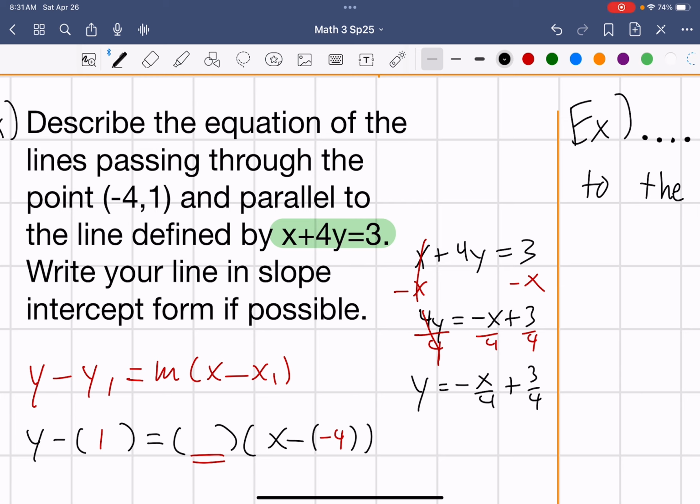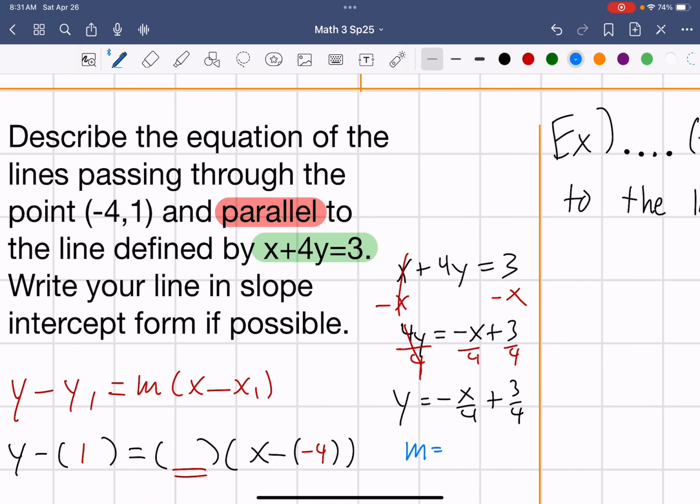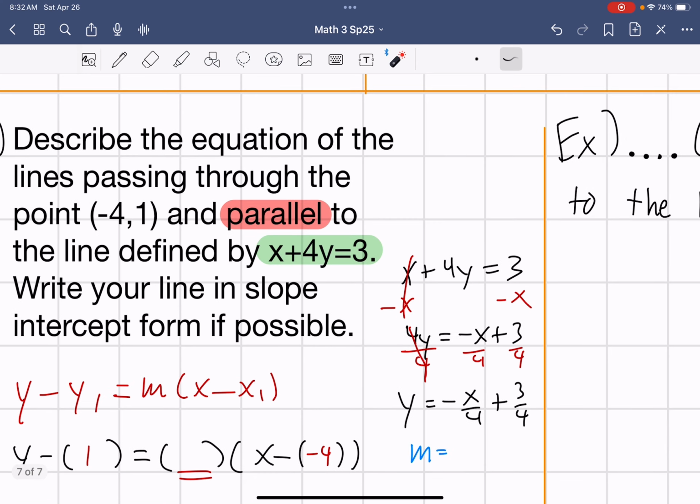Now, this says that I want the lines to be parallel to each other. So that means I need the exact same slope from here. So first, I need to identify what the slope is. So I know my slope. Now you have to be careful because it has it over this 4, like this, and the negative 1 up front.